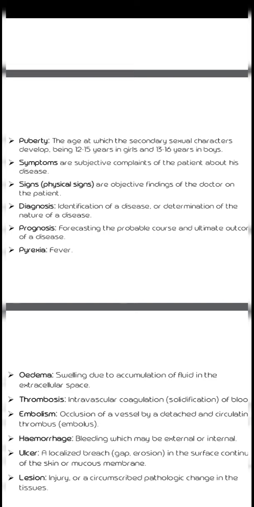In girls, it is 12 to 15 years. What happens in 12 to 15 years? Same, the development of pubic hair, development of breasts, and then there is menarche. Menarche is the starting of menstruation.